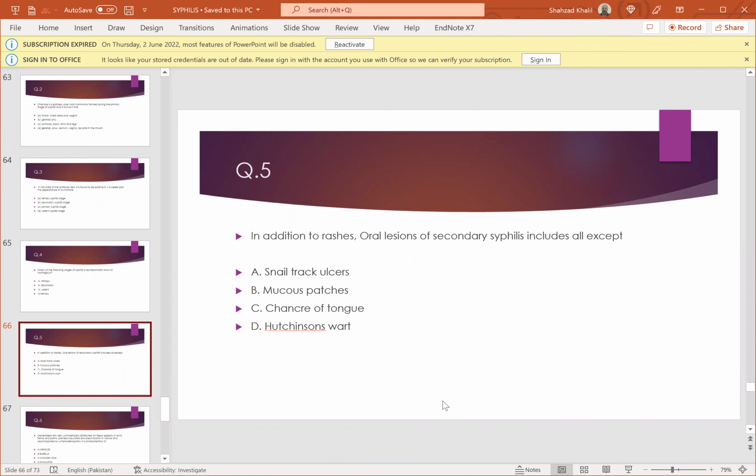In addition to rashes, oral lesions of secondary syphilis include all except snail track ulcers, mucous patches, chancre of the tongue, or Hutchinson warts. The answer is D. When I was telling you about the stages of syphilis, I told you the primary stage is called the chancre stage. Chancre is only present in the primary stage. It heals after 3 to 6 weeks. So in secondary syphilis, chancre of the tongue is not the correct option.